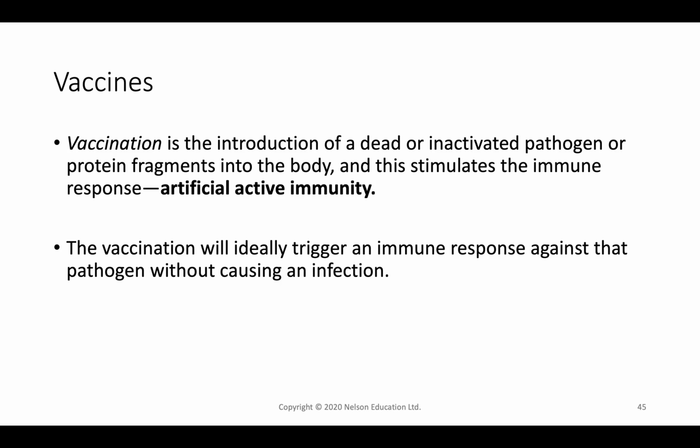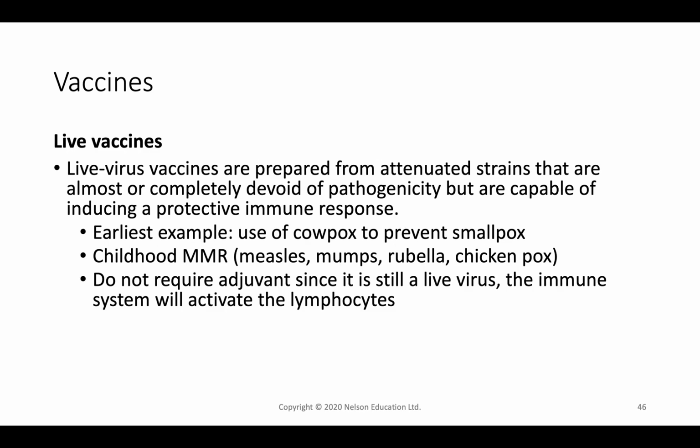But overall, vaccination happens when we introduce something into our body that is going to be an inactivated version of whatever our foreign material is that's going to stimulate our immune response artificially without actually seeing the foreign invader. We'll see a piece of it, which allows us to increase our immune response. So the vaccination is going to hopefully trigger the immune response without causing an infection itself.